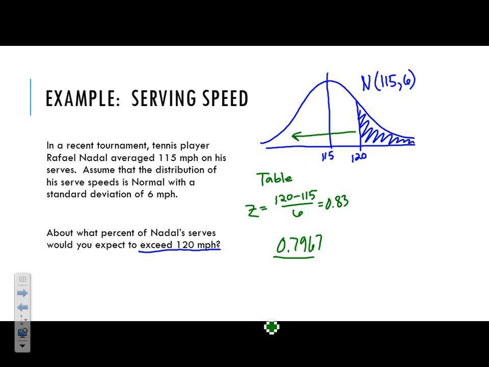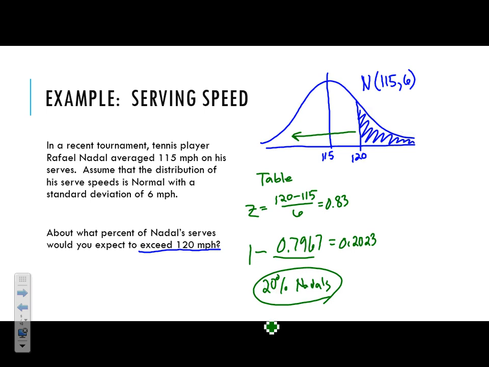So if I know there's 0.7967 to the left, all I need to do is subtract that value from 1, and that will tell me the area underneath the curve to the right, which would come out to be 0.2023. All right? So we could say that approximately 20% of Nadal's serves will exceed 120 miles per hour. Okay?